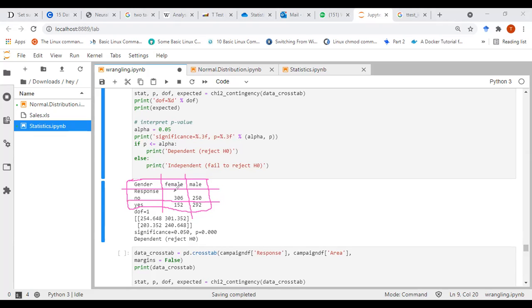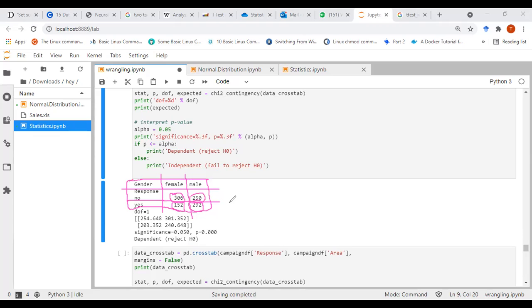So females who responded no are 306, and those who responded yes are 152. Males who responded no are 250, and those who responded yes are 292. Now you can see another discrepancy, because we saw that females are more likely to respond. We don't know how many females and males there are in total in the data. I think there are more females. So I have around 450 females, and more than 500 males. But the females are still more likely to respond than men.